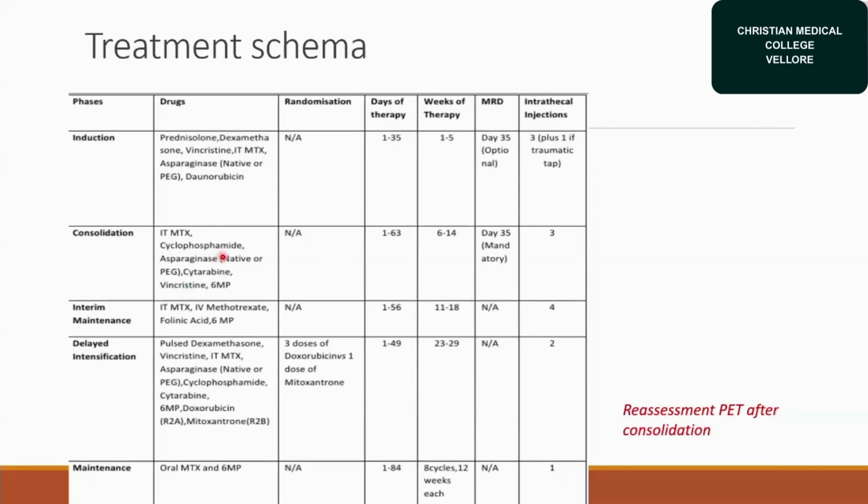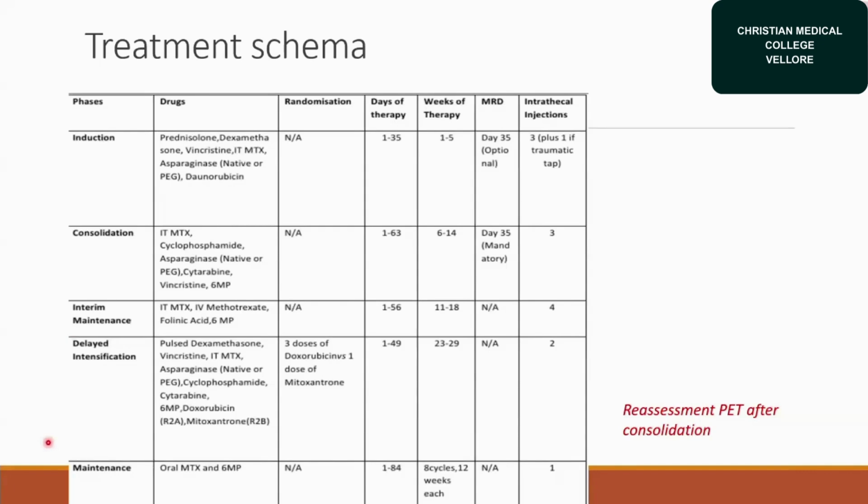If it is a lymphoma, our reassessment happens after consolidation. So 2 cycles of chemotherapy and then we reassess. If the disease is non-evident at this point, we go ahead with the remaining treatment, which is interim maintenance, mainly prophylaxis against CNS relapse using methotrexate, and delayed intensification. Following this, all protocols nowadays give 2 years of maintenance therapy.